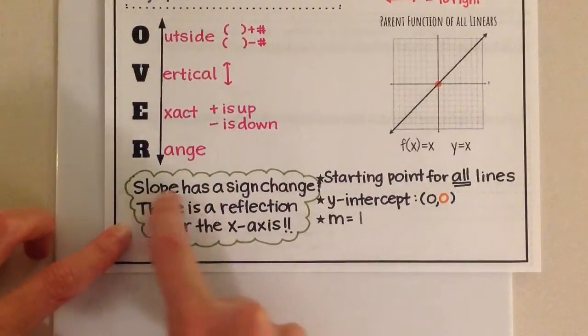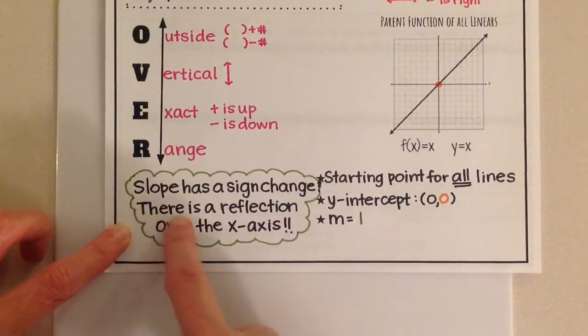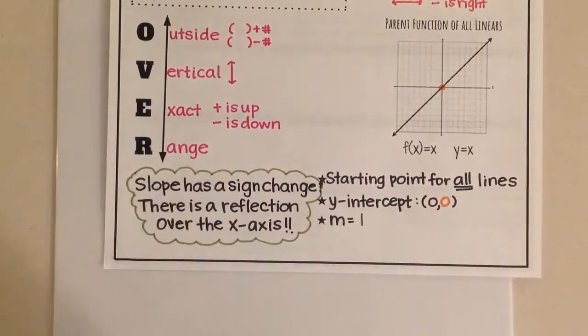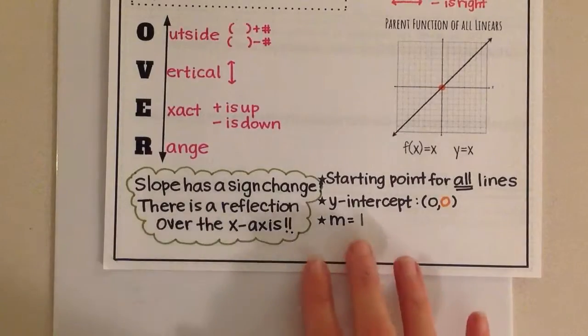You also need to notice down here, slope has a sign change. There will be a reflection because if you think about it, from positive to negative, those slants are in different directions. So it's causing that change in the slant. Really, mathematically what is happening is your graph line is flipping over the x-axis, which is why it's appearing to change directions in slant. Okay? It's not rotating, it's literally slanting a different direction.